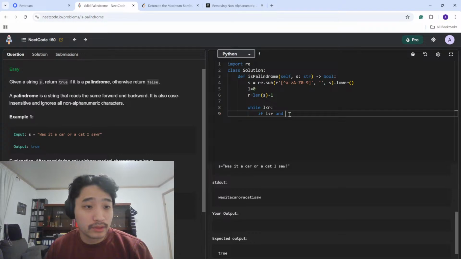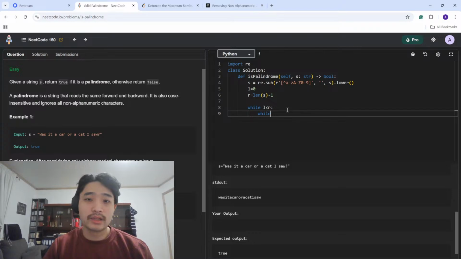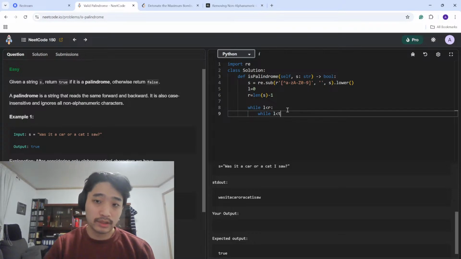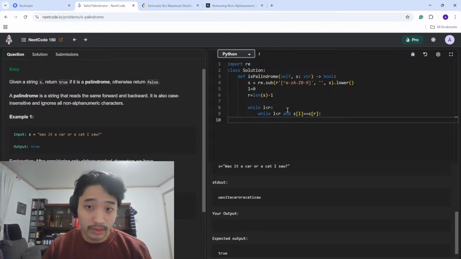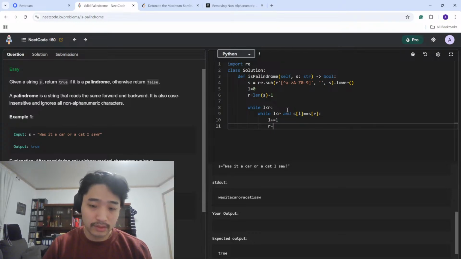But yeah, back to the question. So essentially, the two pointers. One is pointing at. Maybe it's actually while L is less than R, and S of L equals S of R. Then we would increment it up, and this will decrease.